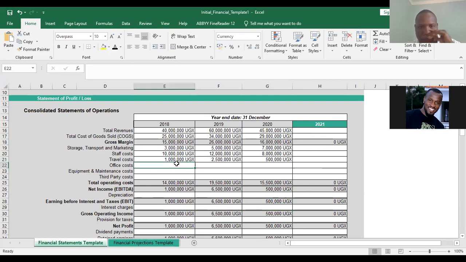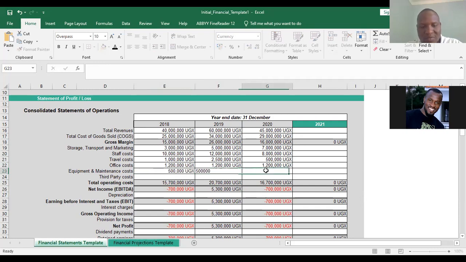Office costs, say the rent is probably the same whether I'm working or not. So I'll say maybe year 1, 1.2. Year 2, 1.2. Year 3, 1.2. All right. Maintenance costs, probably I maintain the equipment monthly at a cost of 500,000 for each year. Okay.